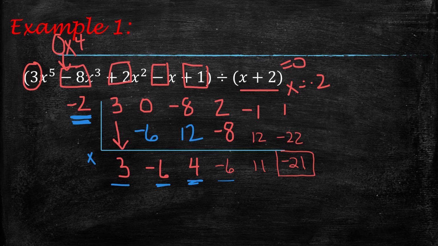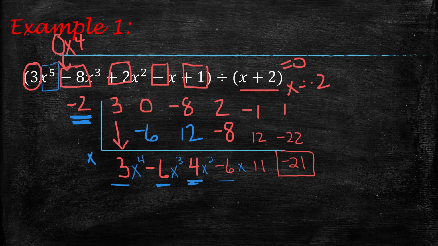When you write your answer, you're going to start with 1 less than the exponent that you started with. So I started with an x to the 5th, so your answer is going to start with an x to the 4th, 1 less. Then you just bring it all the way down. So x to the 3rd, x squared, x, and then your constant.